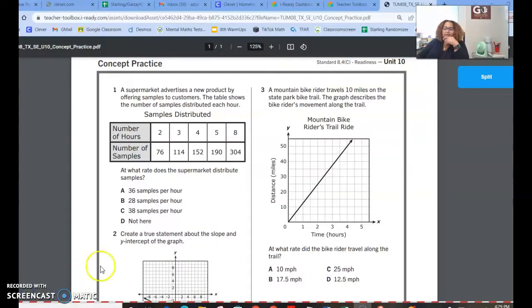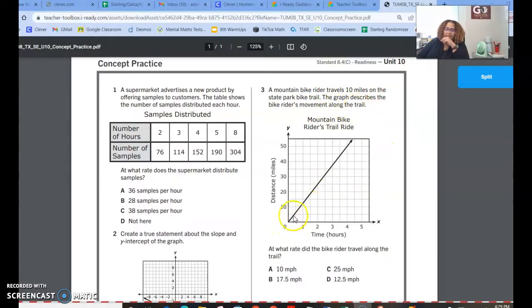All right, so I believe I left off on question number 3. Sorry, I had to take a pause there. It says a mountain bike rider travels 10 miles on the state park bike trail. Say that 5 times fast. The graph describes the bike rider's movement along the trails.